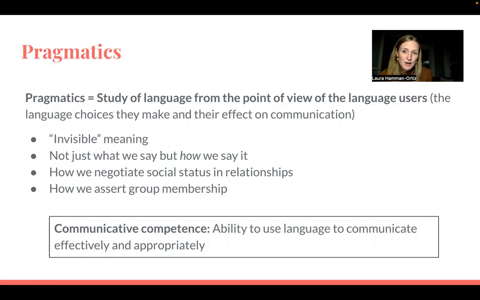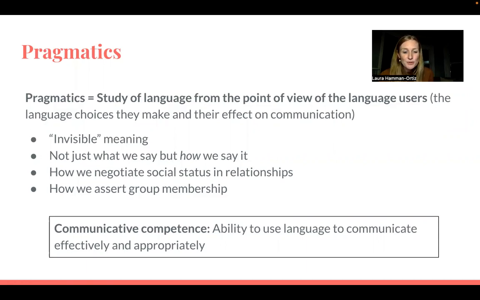Pragmatics has sometimes been described as a focus on invisible meaning. So what's actually being conveyed through the words themselves, even though the words themselves might not hold that same meaning. So in that way, it's not just what we say, but it's also how we say it. Pragmatics also looks at how we negotiate social status and relationships, how we assert particular identities or group membership through what we say or what we write.